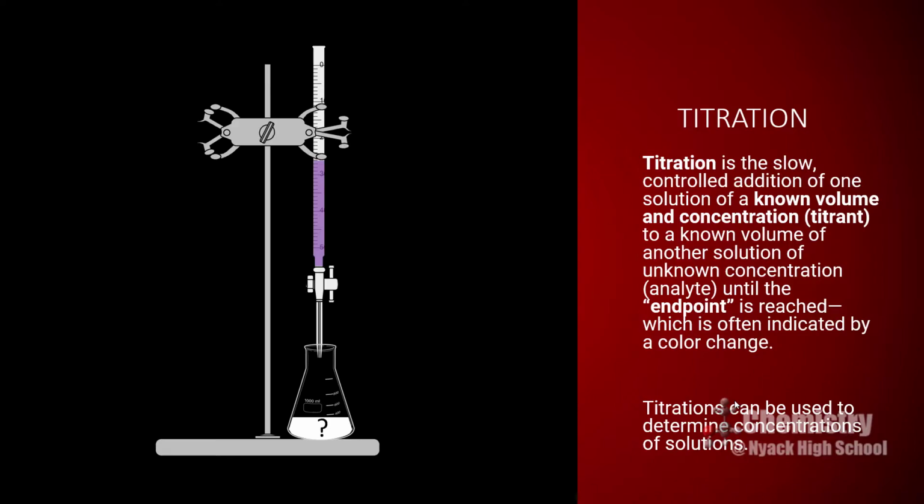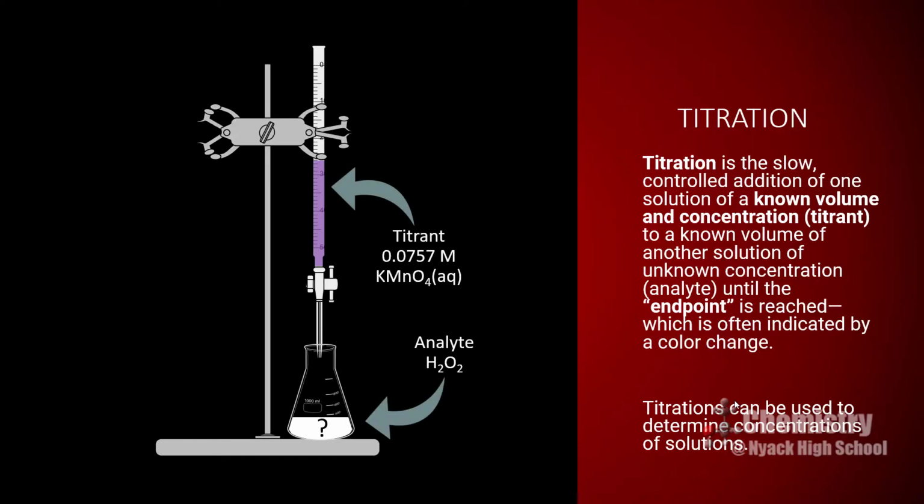A titration is an analytical technique often used to determine the concentrations of solutions. In a titration, a measured amount of a solution of known concentration, the titrant, is added in a slow and controlled manner to a measured amount of another solution whose concentration is unknown. So in this case, our titrant is a solution of 0.0757 molar potassium permanganate, and our analyte is our solution of hydrogen peroxide.